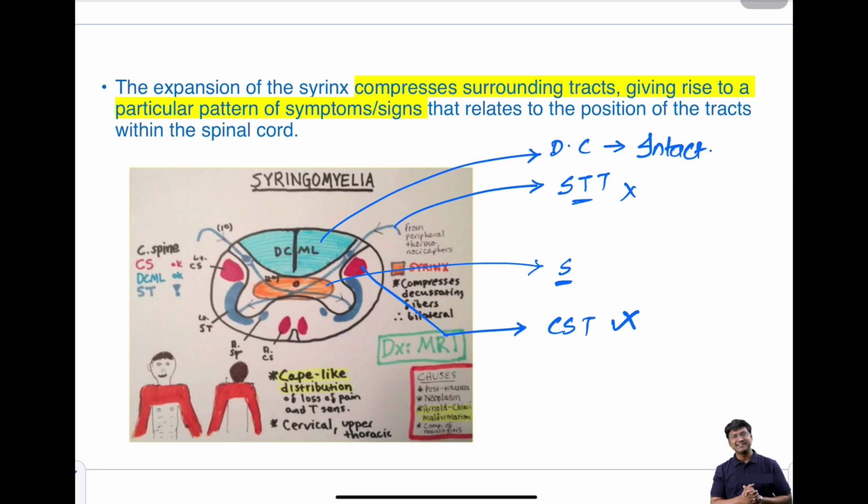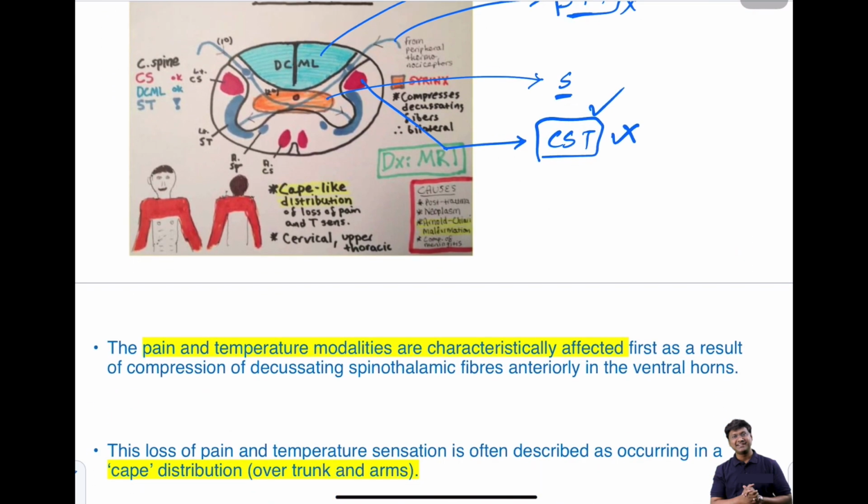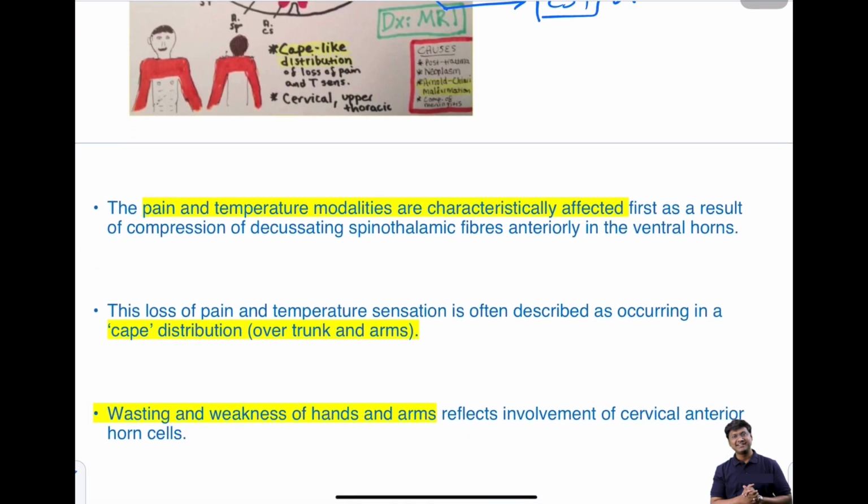That also gets compressed, but in the later stages of syringomyelia. So because the corticospinal tract is involved and because the spinothalamic tract is involved, there is loss of pain and temperature sensations due to the spinothalamic tract, and there is wasting and weakness of the small muscles of the hand, that is due to involvement of the corticospinal tract. Now, this characteristic distribution of loss of pain and temperature sensation is called the cape-like distribution, right? It is called the cape-like distribution of the loss of pain and temperature over the arms as well as a part of the trunk.